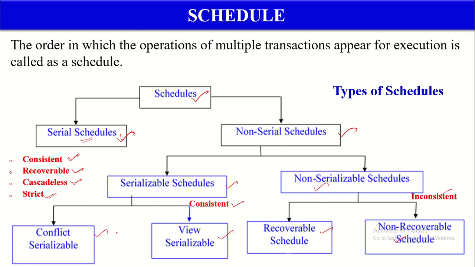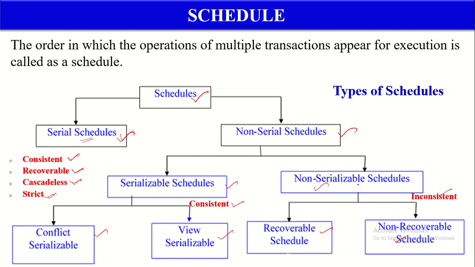The meaning of this is that if the non-serial schedule is determined as consistent with the help of the conflict serializability technique, then it is known as conflict serializable. Or if the non-serial schedule is determined as consistent with the help of view serializability, then that non-serial schedule is known as a view serializable schedule.